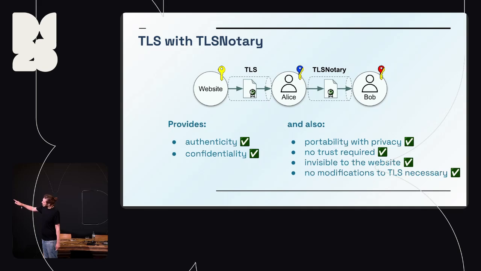And if you have used TLSNotary in this kind of setup where Alice is the prover and Bob is the verifier, there is no trust assumption. Alice simply proves some assertions about the data. What's nice about it is also that it's invisible to the website. So if you look at the picture for the website, it just looks like an ordinary TLS connection. And this is quite nice.